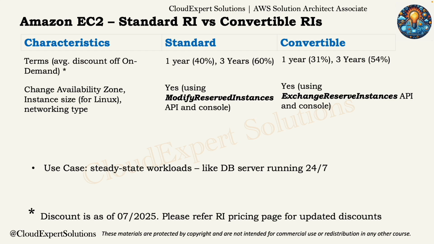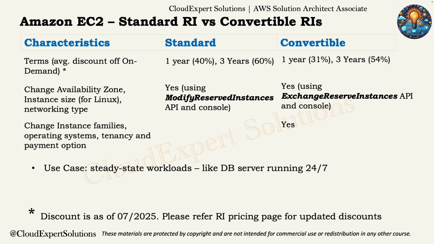When it comes to convertible reserved instances, you can perform this change using the Exchange Reserved Instance API or from the AWS console. However, when it comes to changing instance families, operating system, tenancy, and payment option, a standard reserved instance does not allow you to alter these parameters, but a convertible reserved instance allows you to change them.